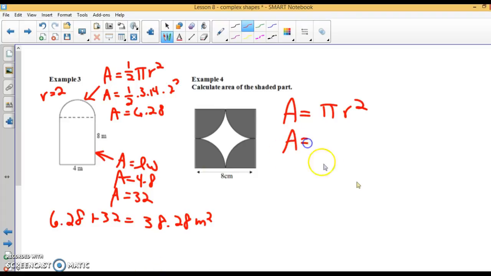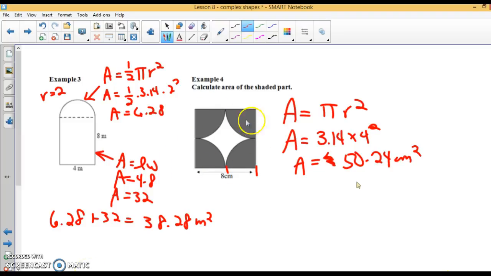So my area is 3.14 times. What will the radius of the circle be? From here to here, that's the radius. It'll be 4. You get area is 50.24 centimeters squared. And there is no subtracting to do. Now, if I asked you to find the area of that white part, you would need to find the area of the whole square and subtract the area of the circle. But they're asking you for the shaded part, which is, if you cut that apart, a circle.